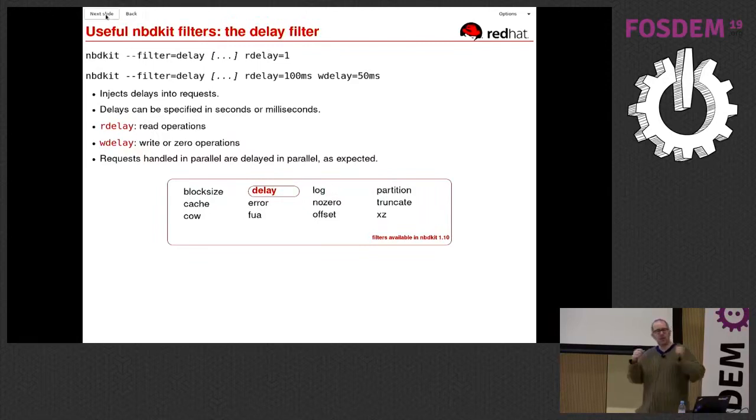This is useful if you were testing, say, a distributed file system. You want to test it all on one machine, but you wanted to simulate the effects of having like a really, really remote node or something like that that has a long delay. You just inject delays into that device to simulate that. So it's a very simple filter.